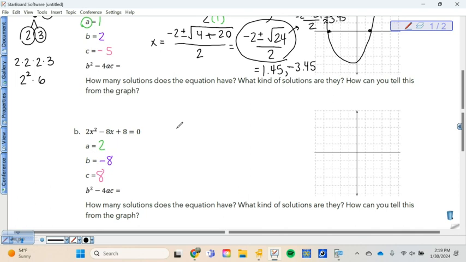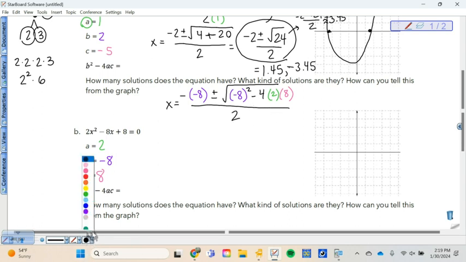So we're going to plug that into our equation. X equals -B. So that's -8, add or subtract the square root of -8 squared minus 4 times 2 times 8, divided by 2 times 2.